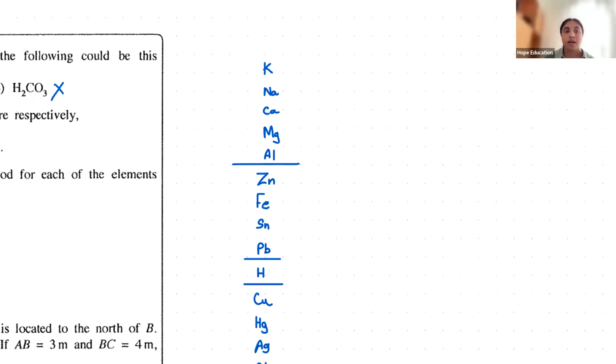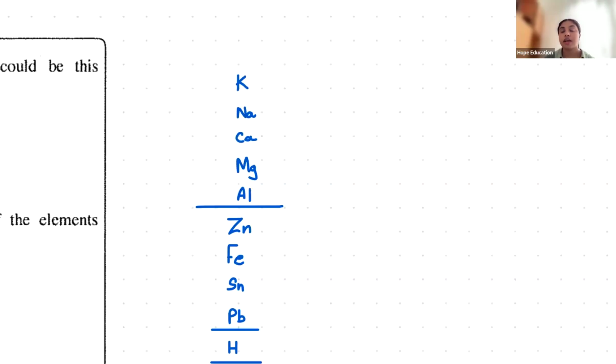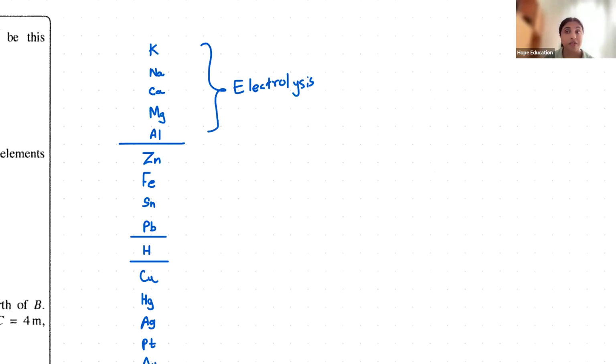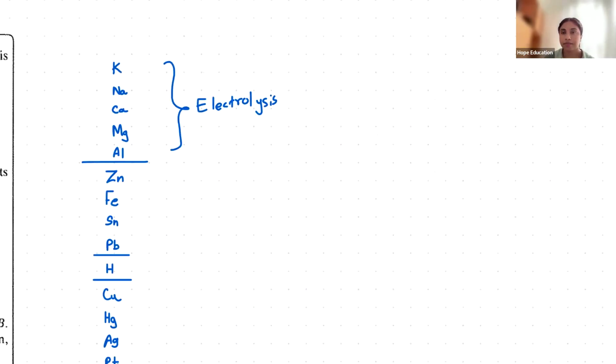When you look at this, when we were talking about the uses of the activity series, we said that the most reactive metals are extracted by electrolysis. If you remember, we already learned how to extract sodium using electrolysis. We said we can do electrolysis of fused sodium chloride. From that we can extract pure sodium. Do you all remember the electrolysis cell of fused sodium chloride?